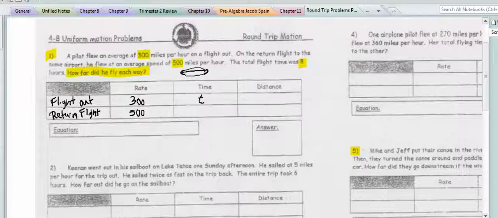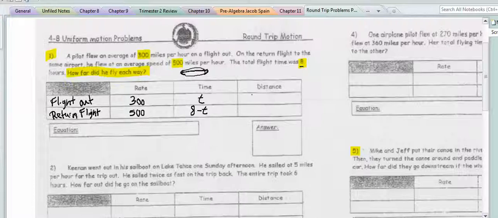We don't know how long it took him to fly out. We do know the whole flight took 8 hours. So when he flew there and flew back, he had a total time of 8 hours. I don't know how long it took him to get there, but if I take the time it took him to get there out of the total, I get the return flight time. So make the flight out your t, and down here, make it your whole trip travel time, 8, minus the time it took you to go out.